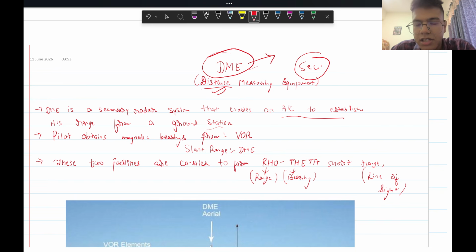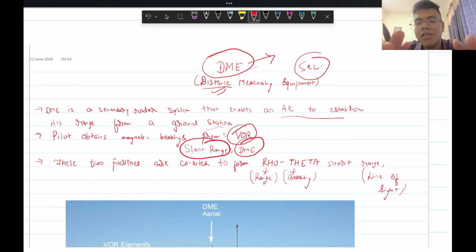Look, bearing we have discussed. Bearing is obtained from VOR. Distance is given in the form of slant range. It gives you slant range. Remember this thing: DME gives you the slant range. Okay. So this slant range will be given by DME. So guys, in most cases, the VOR and DME are actually co-located to each other. It is not compulsory, but generally it is co-located.